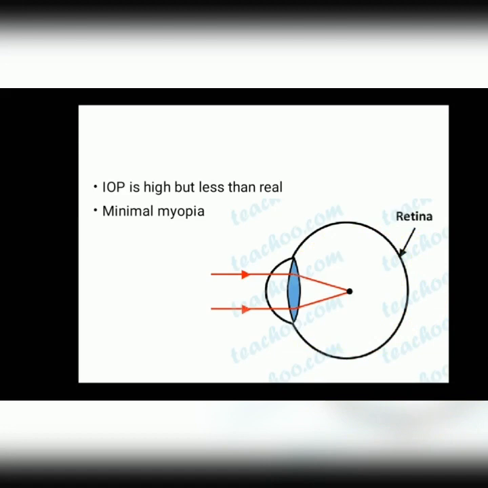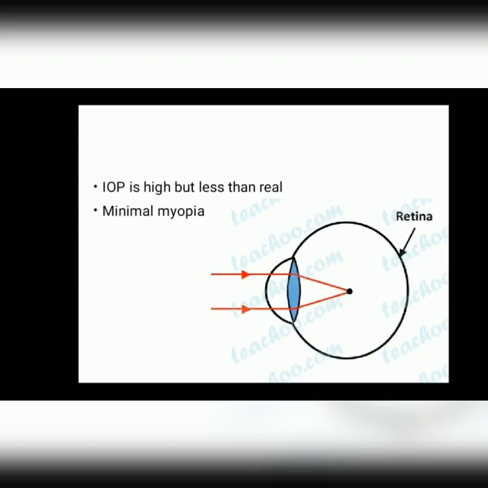But in cases of buphthalmos, it causes a minimal myopia. Why? Minimal myopia is caused by the compensation between the effect of hypermetropia and myopia. Myopia is caused by the enlargement of the eye, but hypermetropia is caused by the effect of the increase in intraocular pressure on the lens and the cornea.